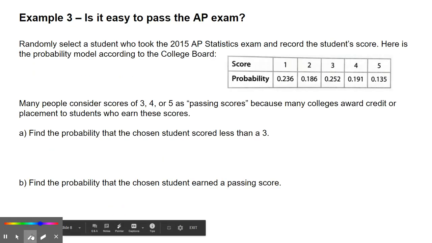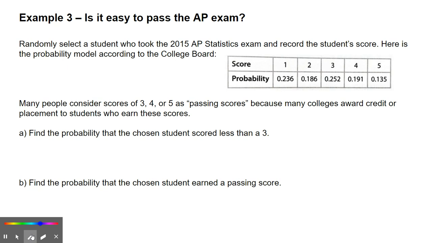All right, example 3. Is it easy to pass the AP exam? Randomly select a student who took the 2015 AP Statistics exam and record the student's score. Here is the probability model according to the College Board. Many people consider the scores of a 3, 4, or 5 to be passing. So 3, 4, or 5 are passing because many colleges award credit or placement to students from these scores.